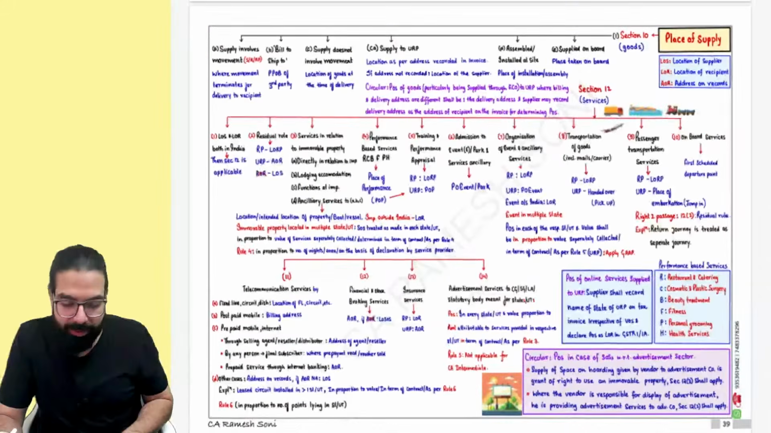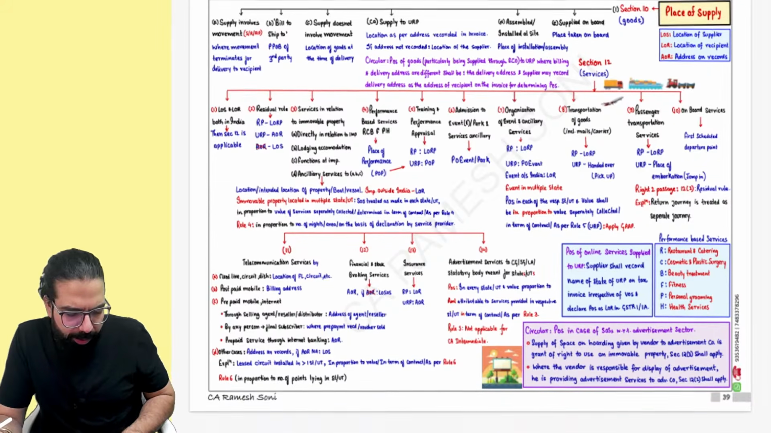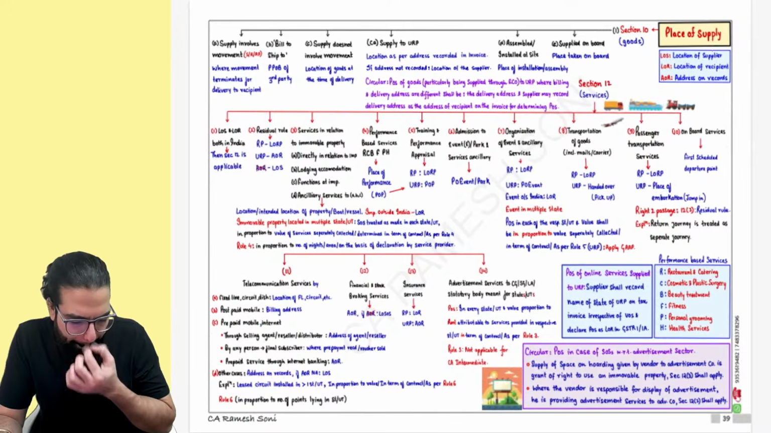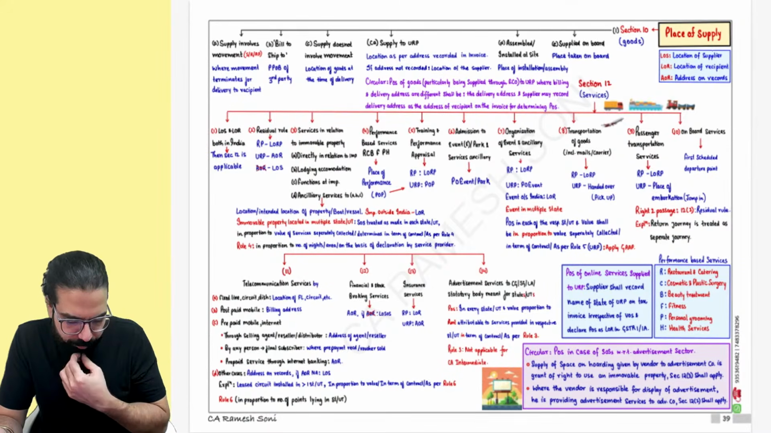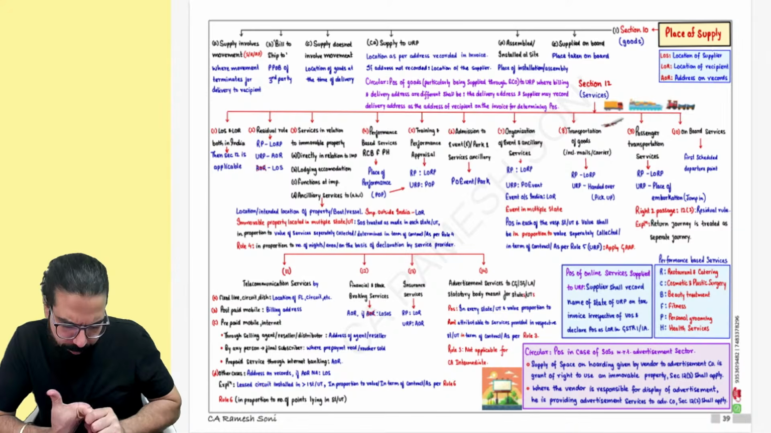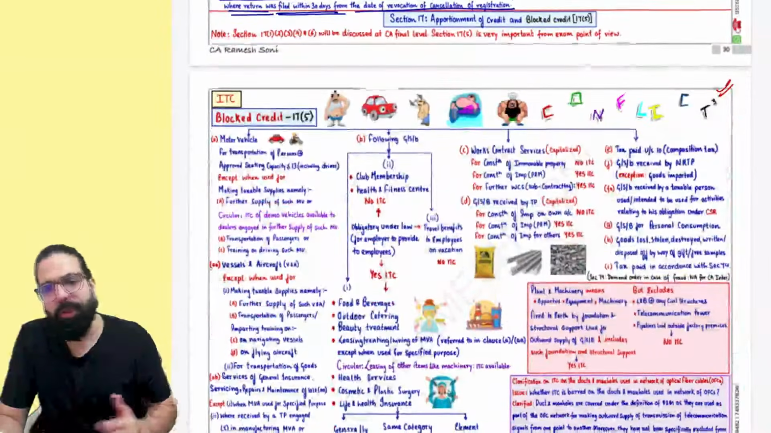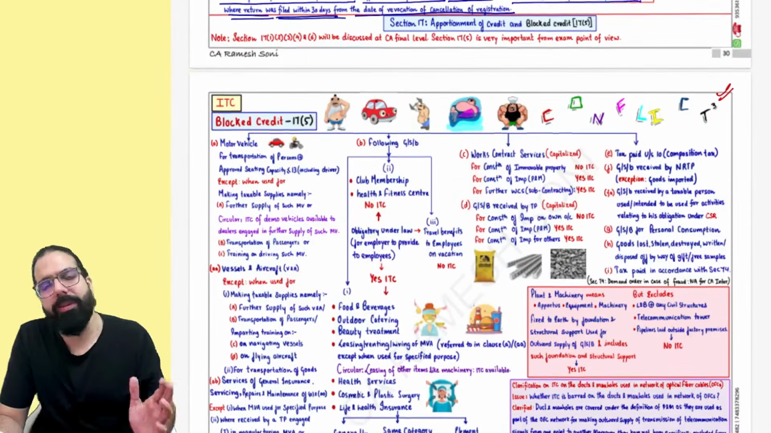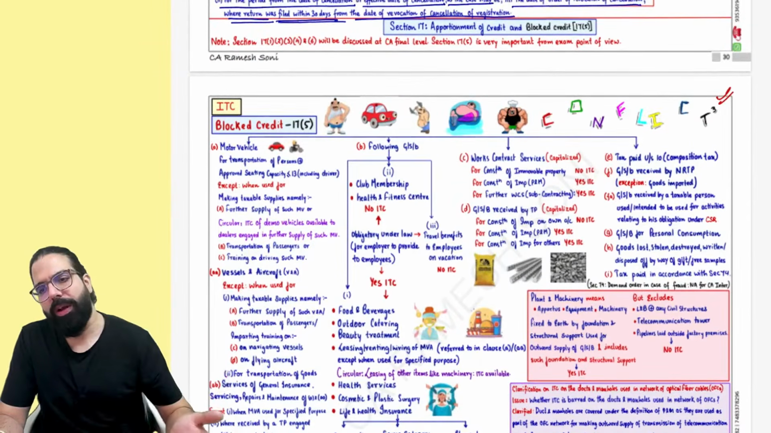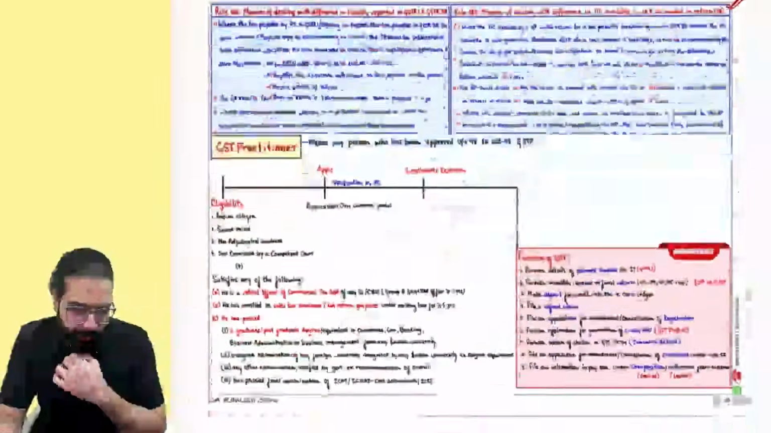But one chapter which is there is place of supply, which I want to talk about. Tell me one thing, everyone. Place of supply. Okay. All the other things which are there, this blocked credit, section 18, everything is the same. There is no amendment, no changes which have come. It is the same as the last time. Last revision which we had done, you can revise it from there. There is no change at all in these sections.